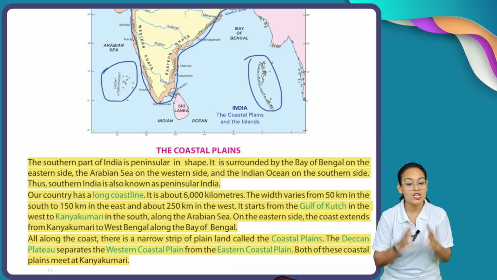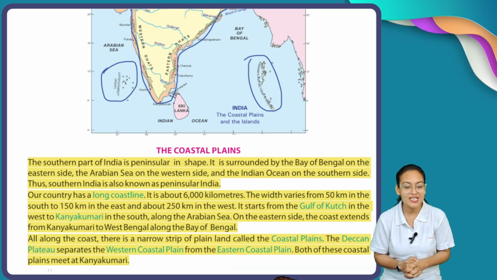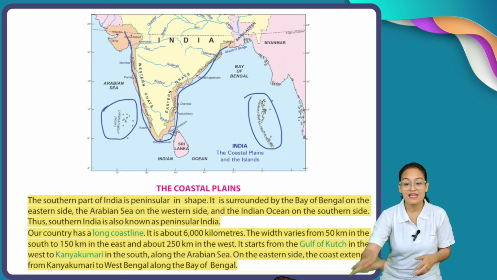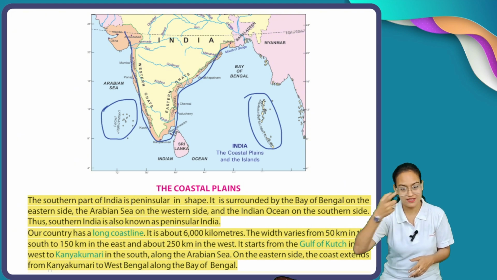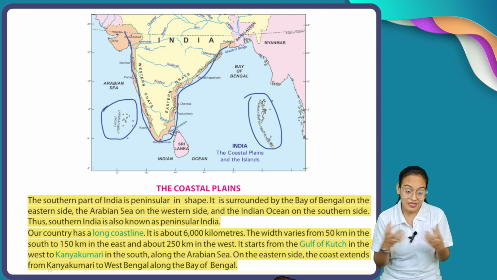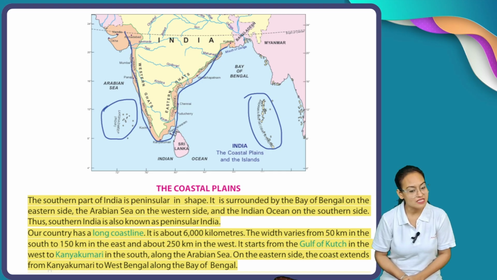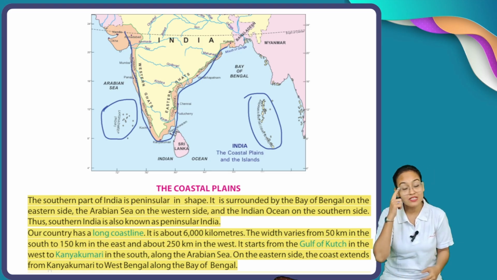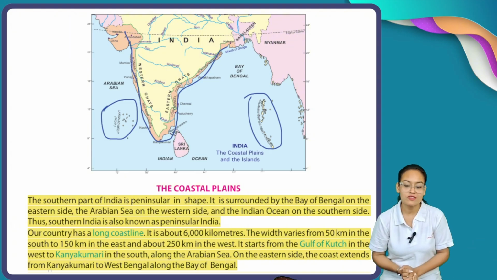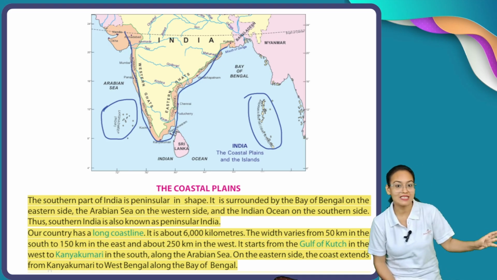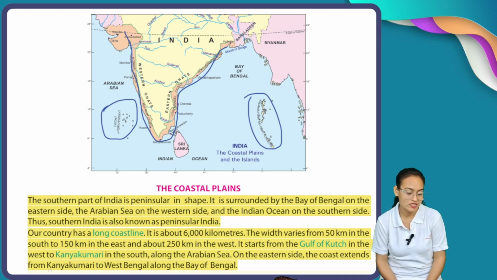Our country has a long coastline. Our country India, as you can see in the map, has a very long coastal area. The length of this coastal area is about 6,000 kilometers. The width varies from 50 kilometers in the south to 150 kilometers in the east and about 250 kilometers in the west. So if we talk about the width of this coastal region, it is 50 kilometers in the south, 150 kilometers in the east and 250 kilometers in the west.